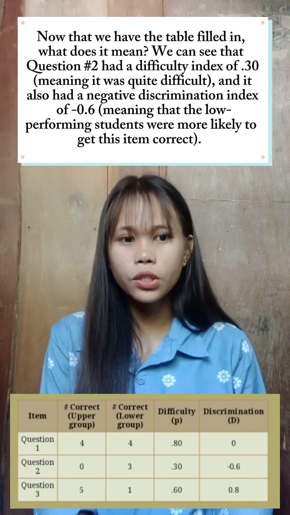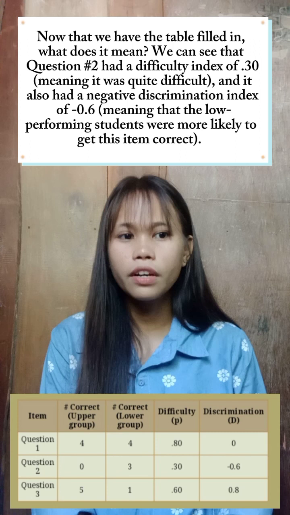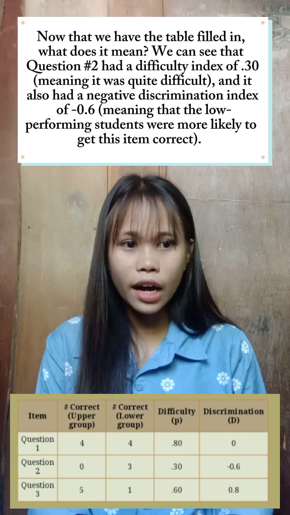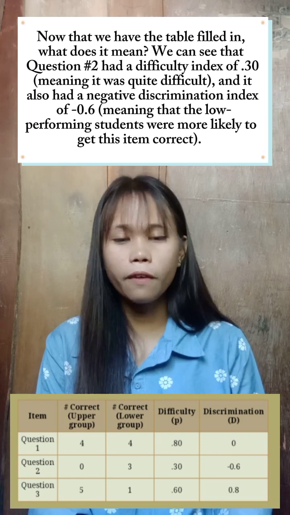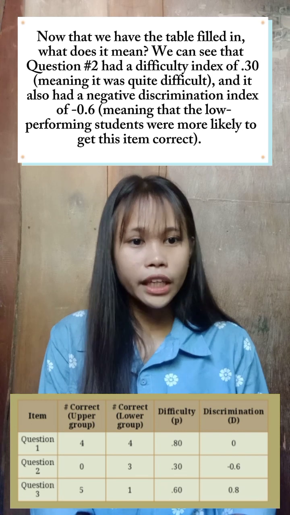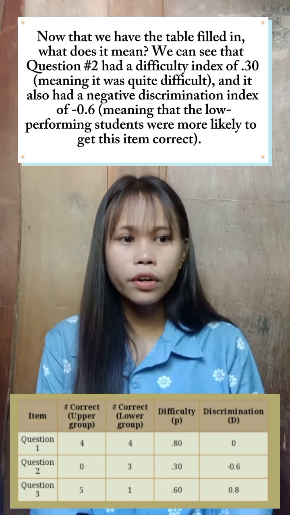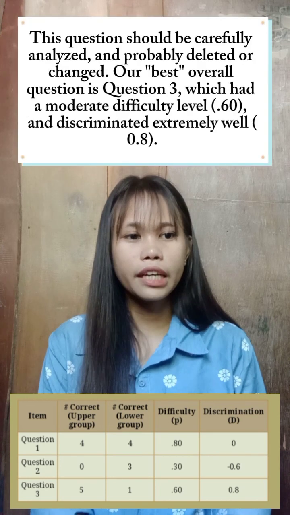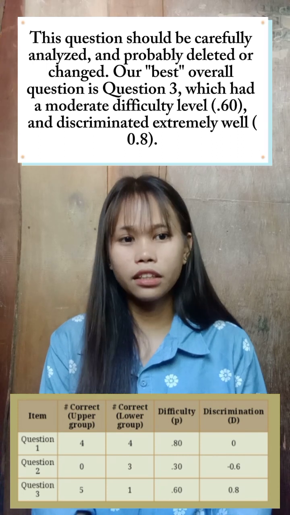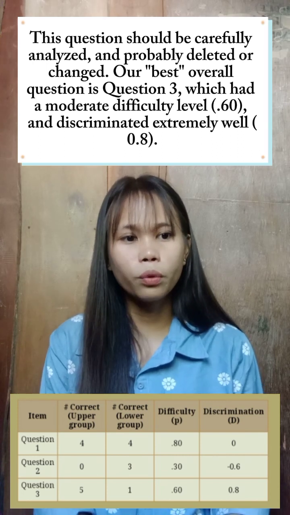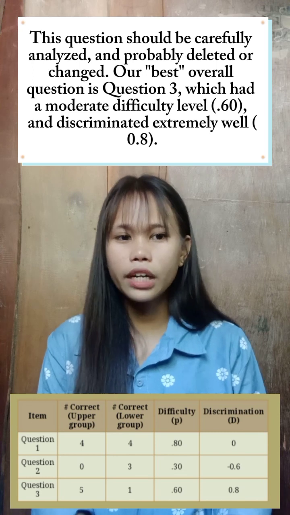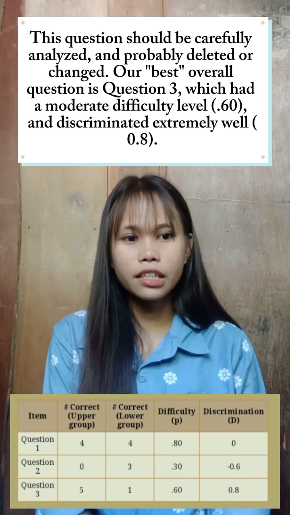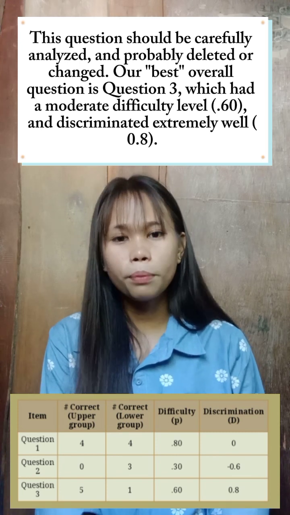Now that we have the table filled in, what does it mean? We can see that question number 2 had a difficulty index of 0.30, meaning it was quite difficult. And it also had a negative discrimination index of negative 0.6, meaning that the low-performing students were more likely to get this item correct. This question should be carefully analyzed and probably deleted or changed. Our best overall question is question number 3, which had a moderate difficulty level of 0.60 and discriminated extremely well, 0.8.